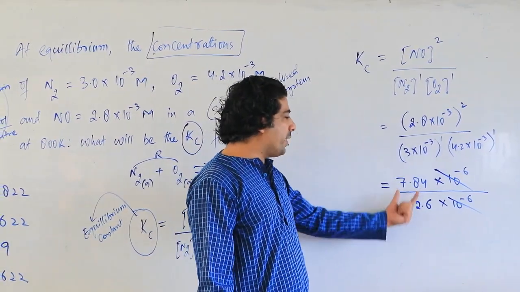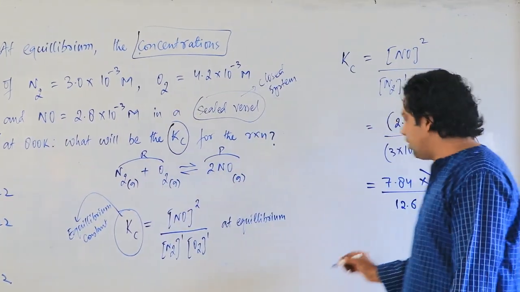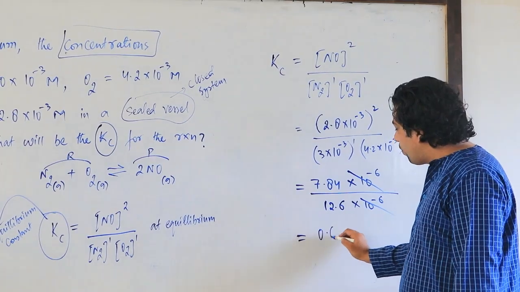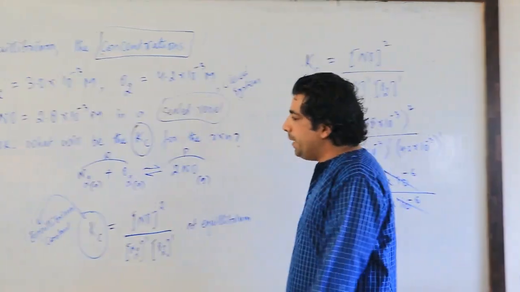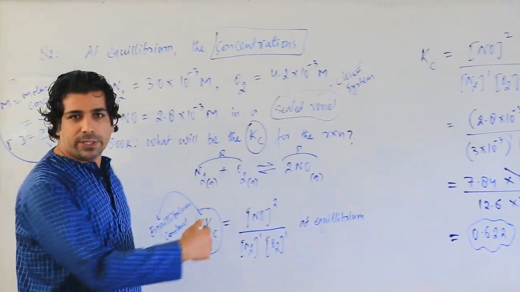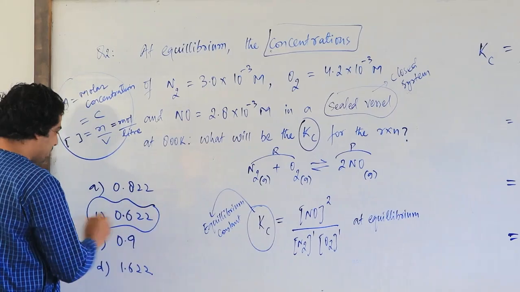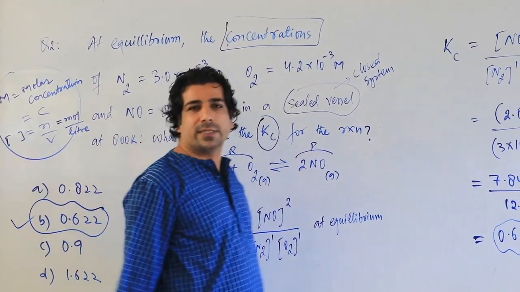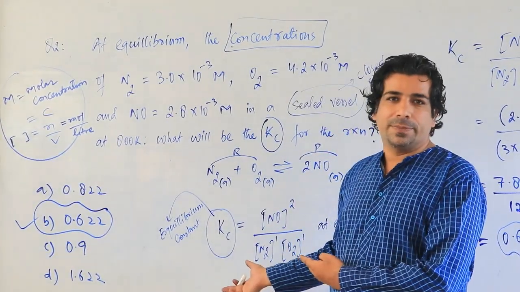So 7.84 divided by 12.6, if you calculate, you will get 0.622, my dear friends. This is my answer, 0.622, which is nothing but your equilibrium constant. I hope you have understood. Please make note of this.